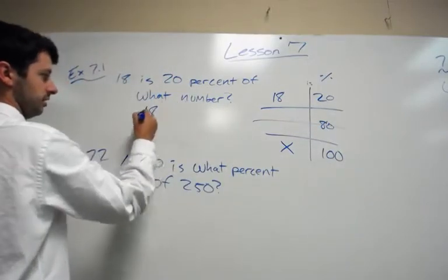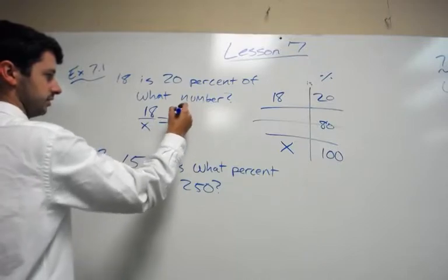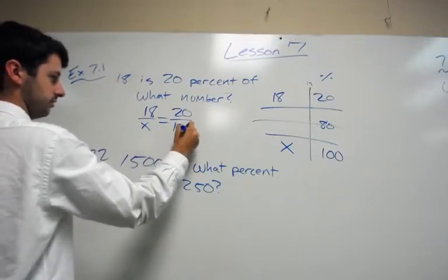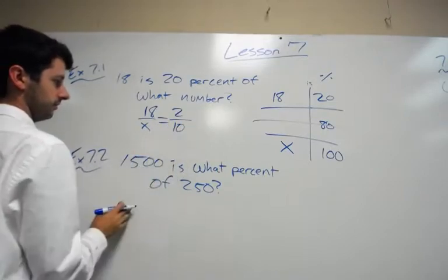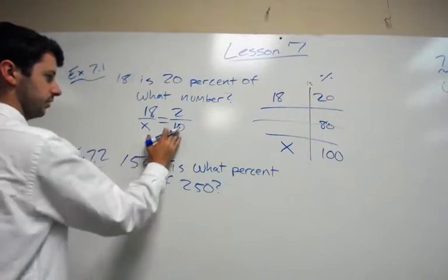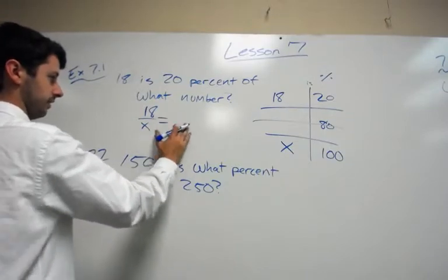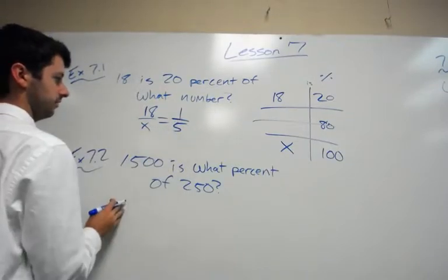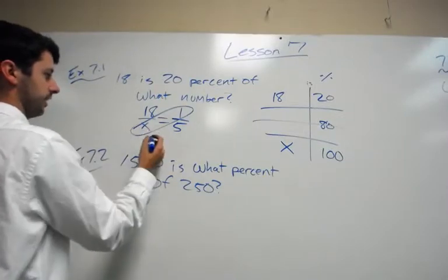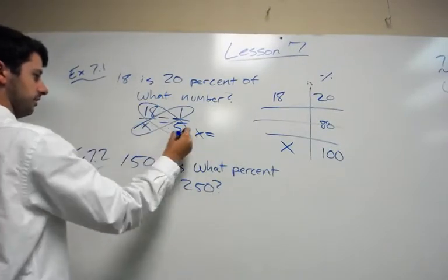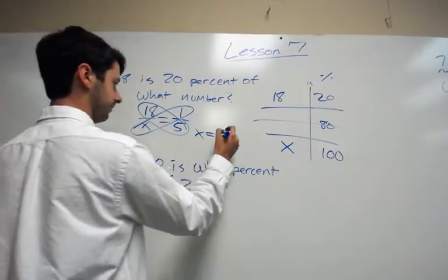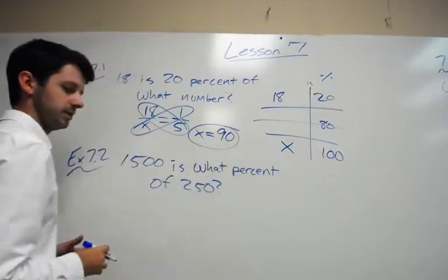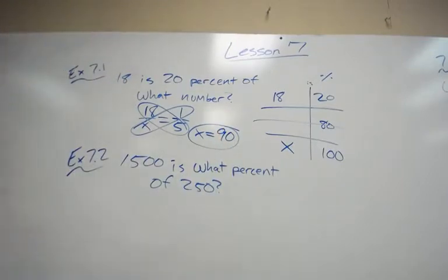18 over x equals 20 over 100. I'm going to go ahead and reduce this and cut down a 0. I'm going to reduce 2 over 10 to 1 over 5. Less work in the end. And when we cross multiply, we find that x equals 5 times 18, 90. So 90 would be your answer, simply using the ratio box to solve.